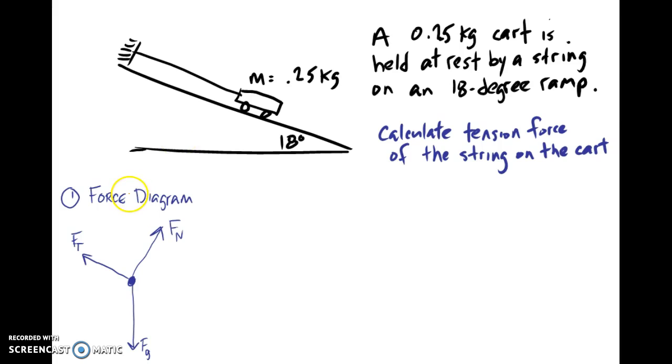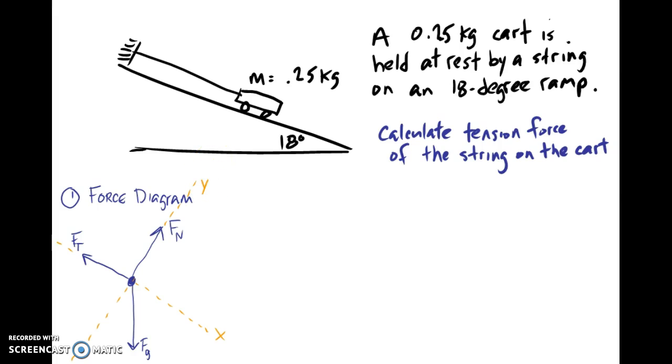Normally we've been doing straight up and down y, left and right x. I'm going to draw this y-axis parallel along the normal force here. And that means since the normal force and the tension force are at right angles, the tension force will have the x-axis along it. So this is the x-axis and this is the y-axis.